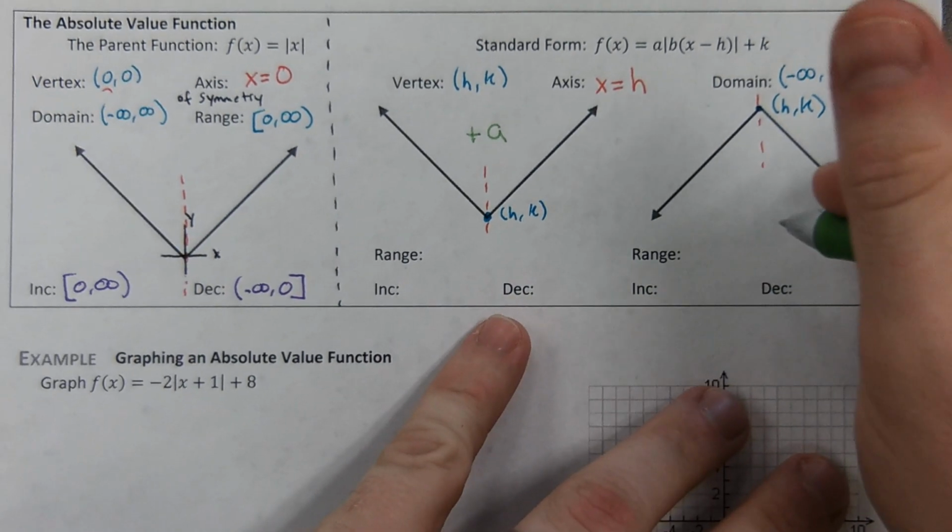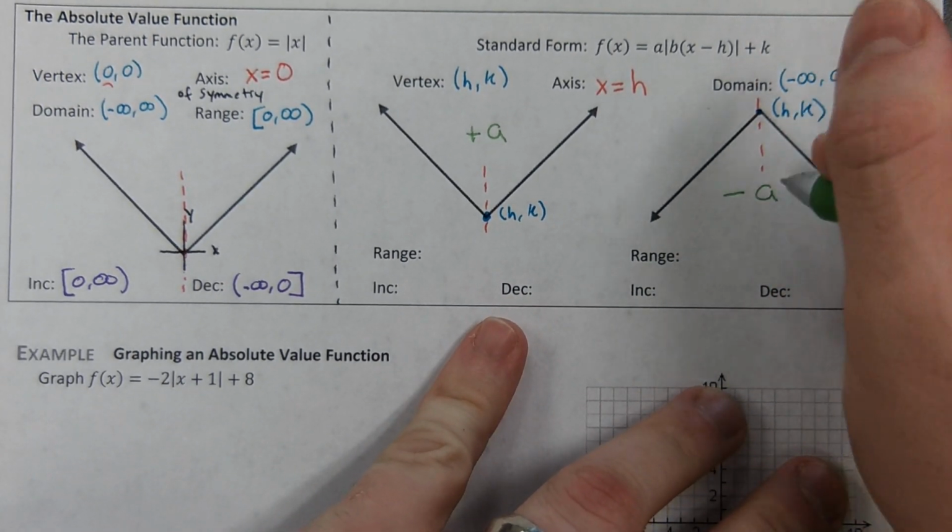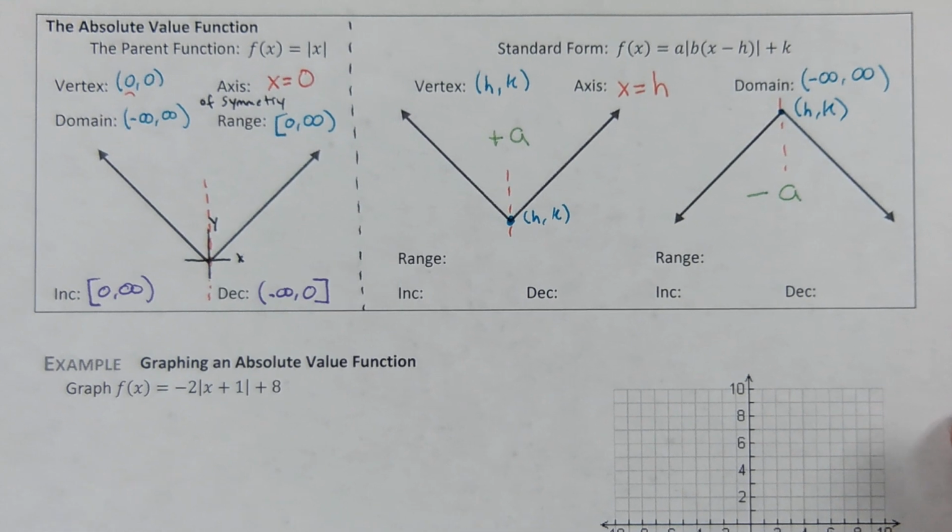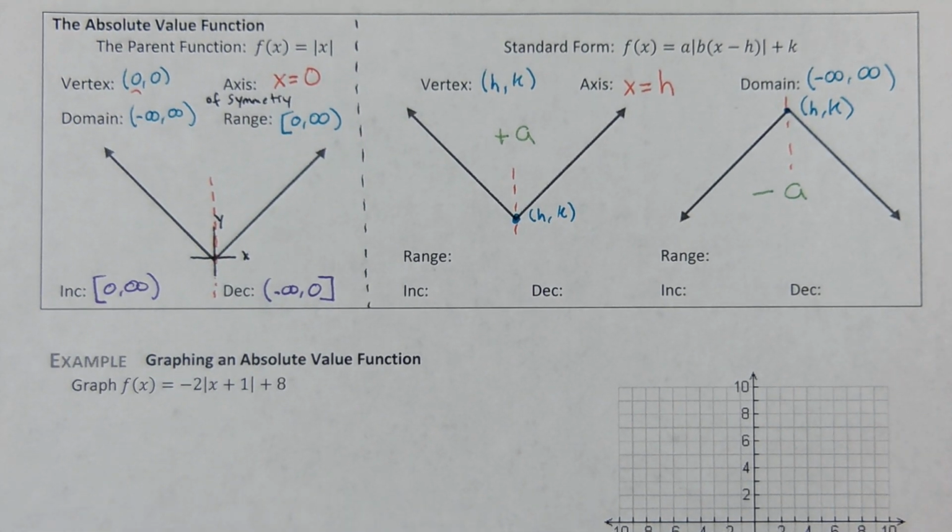But if your A value is negative, your graph points down like a sad teacher. Not a single chuckle. Okay. Just have to take the show on the road, I guess. Well, anyway, positive things point up, negative things point down.